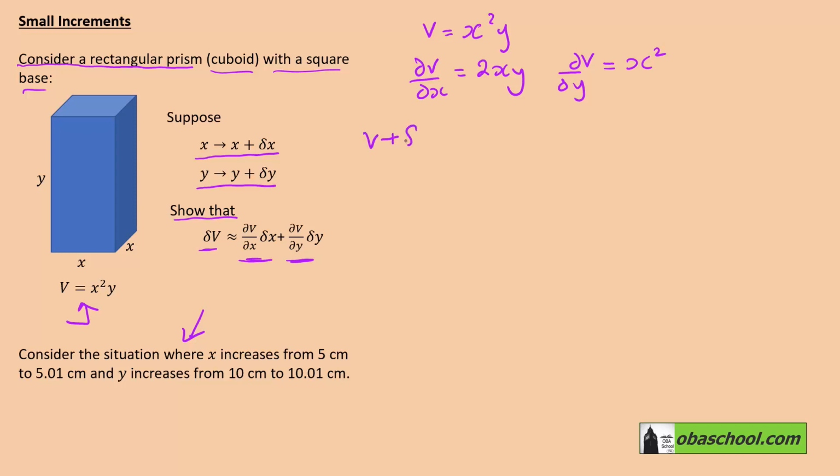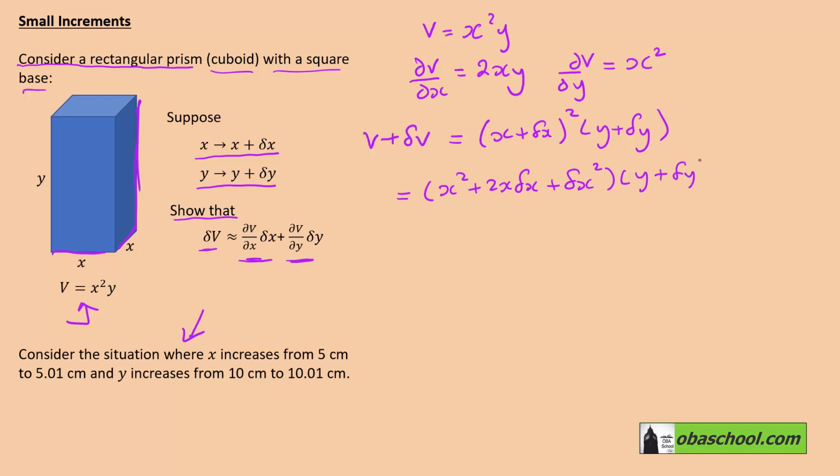So V plus delta V is going to be, the base will become x plus delta x times x plus delta x. So that's x plus delta x squared. And the height will become y plus delta y. So that would be the new volume. So we can expand that out, and we get x squared plus 2x delta x plus delta x squared, multiplied by y plus delta y.